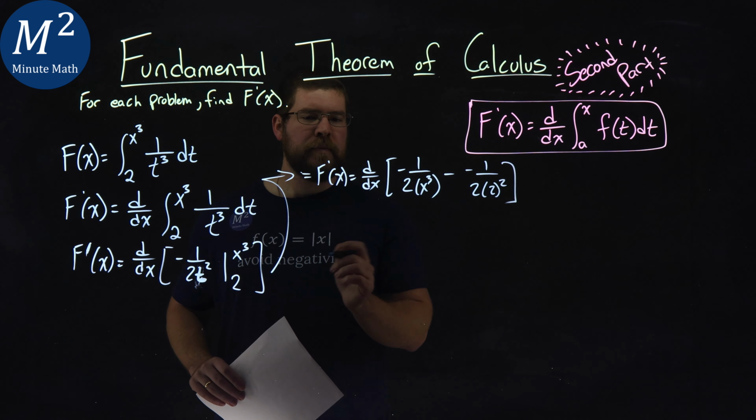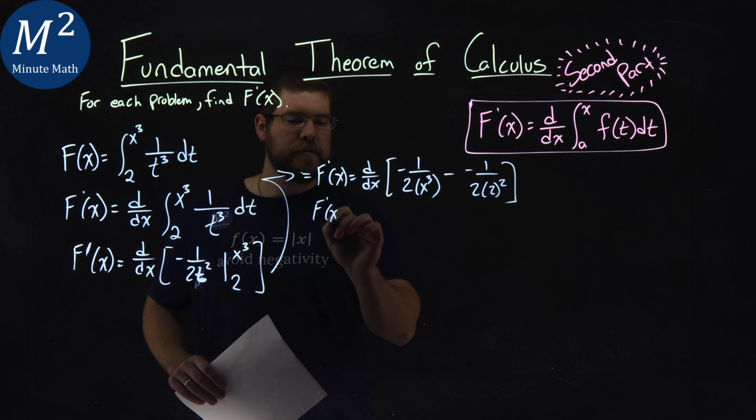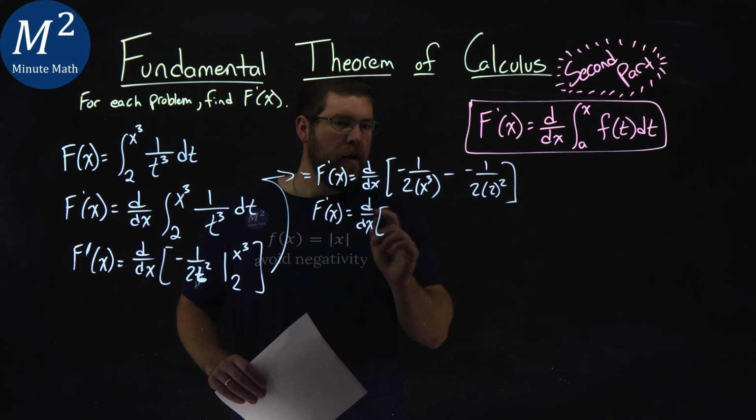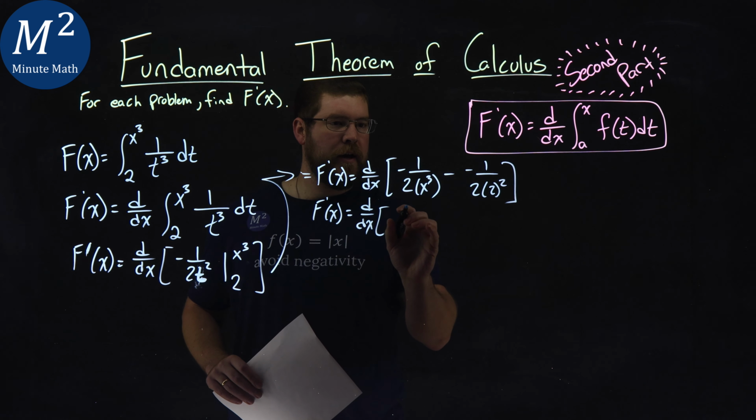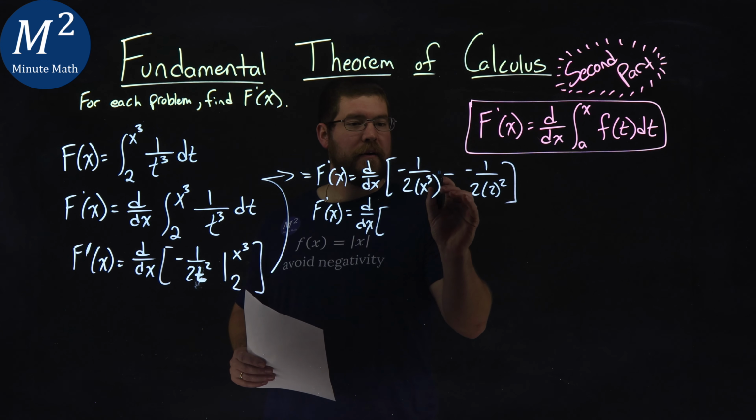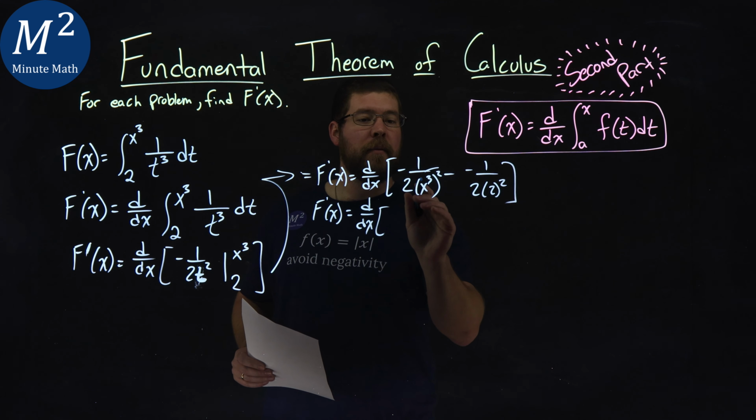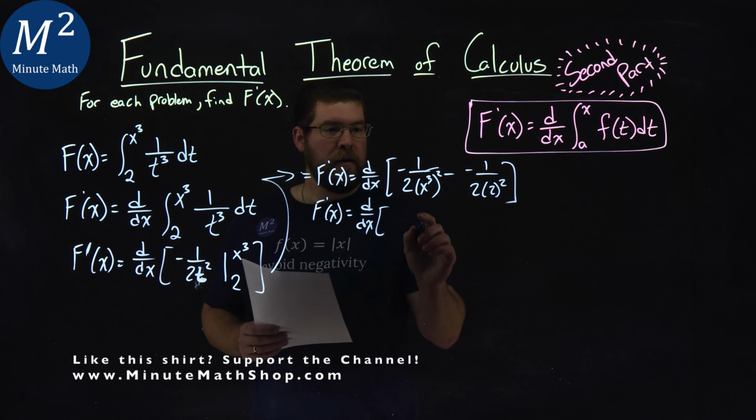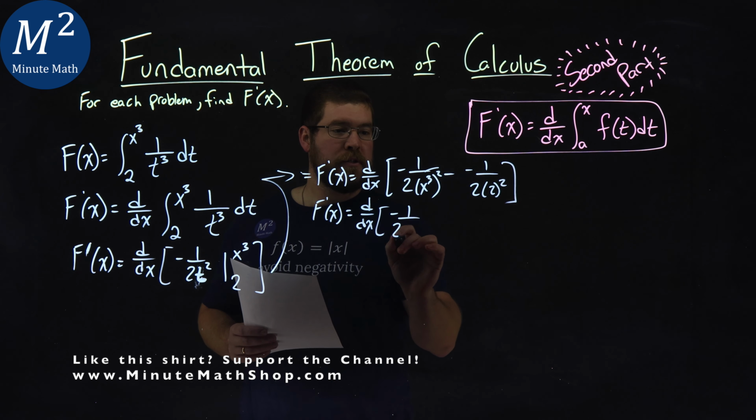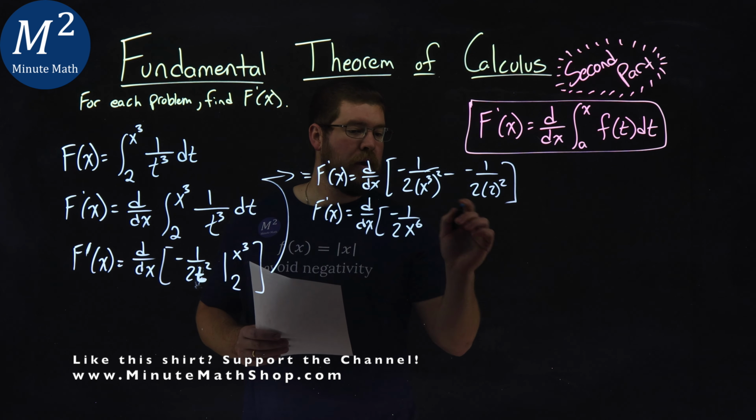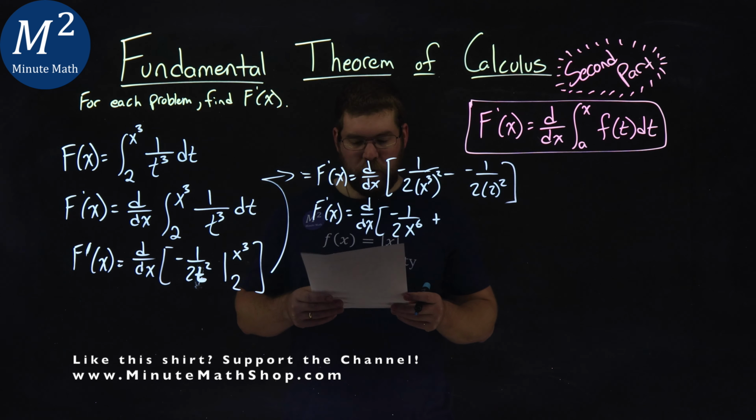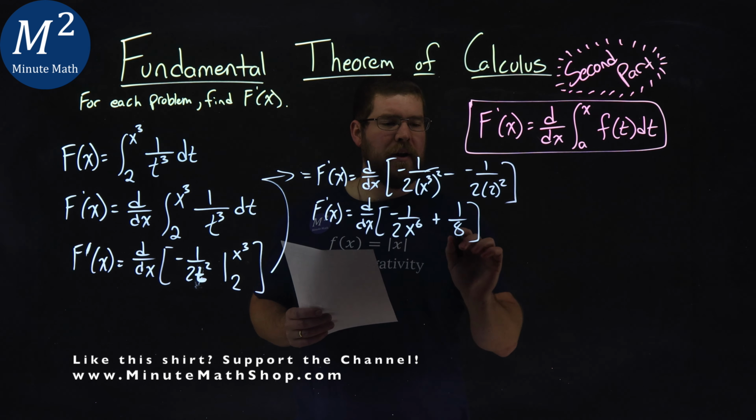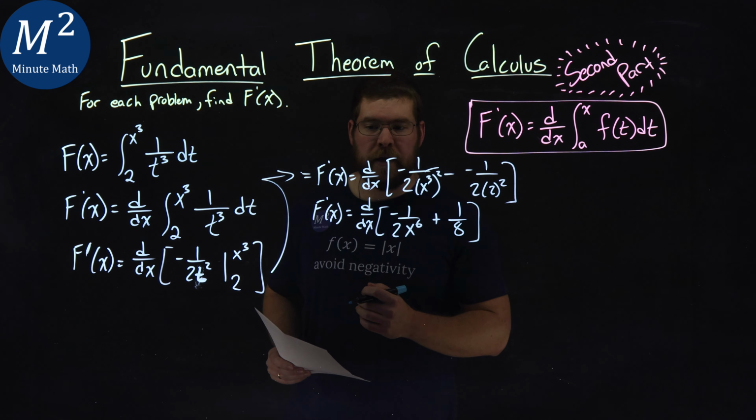Okay? Simplify this out. F prime of x is equal to d over dx. Just this part is not too bad. It's 1 over 2 times x cubed to the second power. That's why we're simplifying this. So this becomes a negative 1 over 2 times x to the sixth power plus, and this whole thing, 1 over 2 times 2 squared is a 1 over 8. But it doesn't matter. That constant will cancel out in a second.